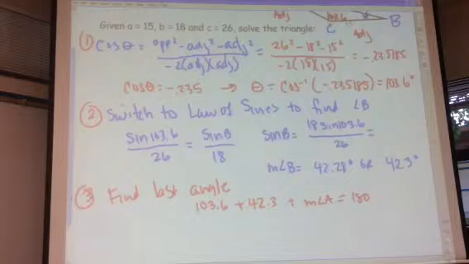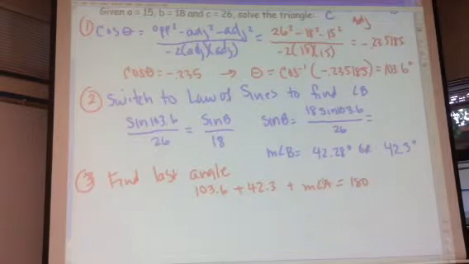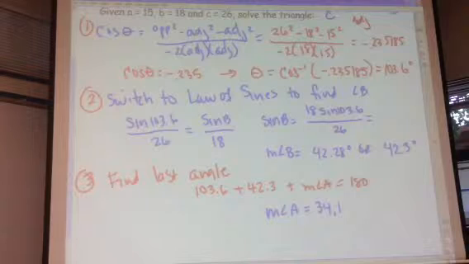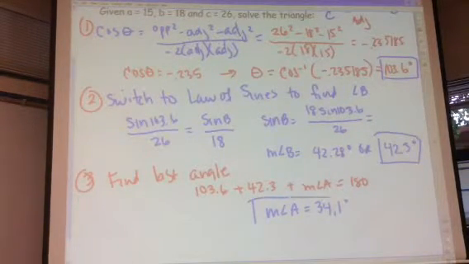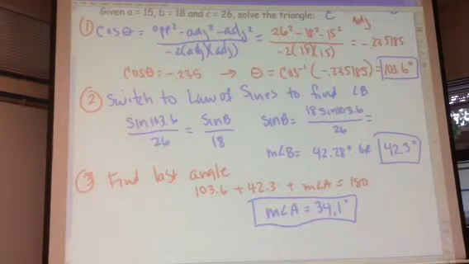And when I have that, then I can solve. So now my measure of angle A is going to equal 34.12, or 34.1 degrees. So here is my answer for C. Here is my answer for B. And this is my answer for A, and I have solved everything that I need to for this particular triangle.